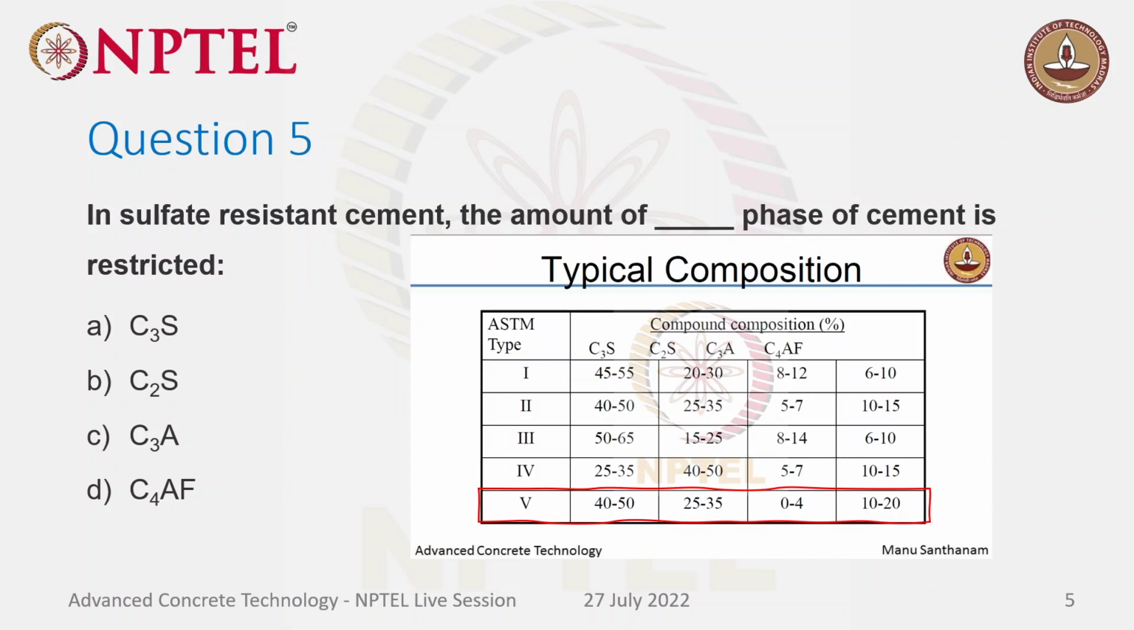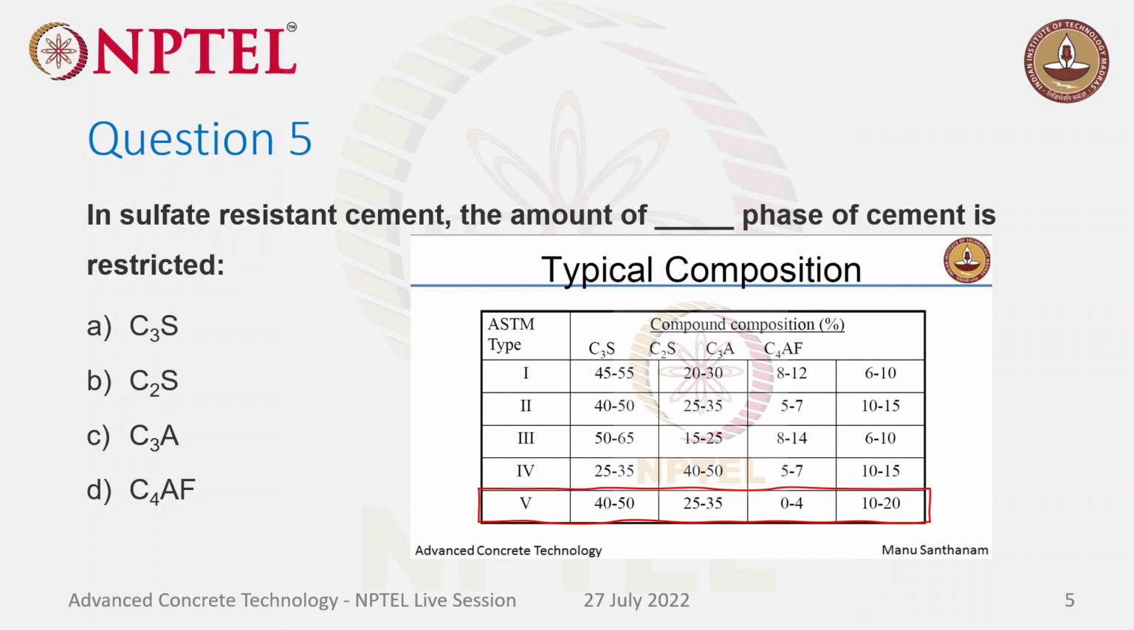Okay, let me help you guys. This is a typical composition of type 1 to 5 cements according to the ASTM classification. Here type 5 belongs to sulfate resisting cement. Here you can see which particular phase is limited. You can compare it with type 1 so that you can have an idea which particular phase is limited. I hope you guys got the answer. You can give your answer in polls or the chat box.